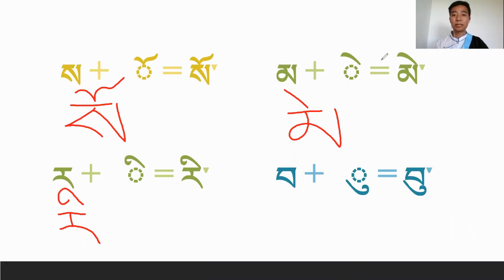Then the last one is Pa, shabchu, pu. It's Pa. Then we have to put the shabchu here. Pa, shabchu, pu. This is pu. The final pronunciation or sound is pu.